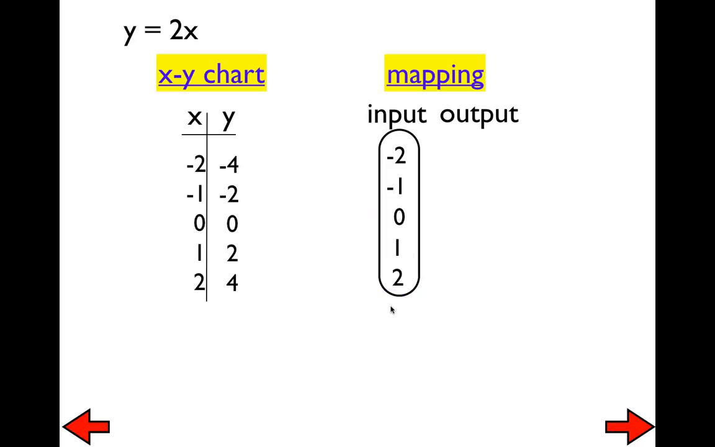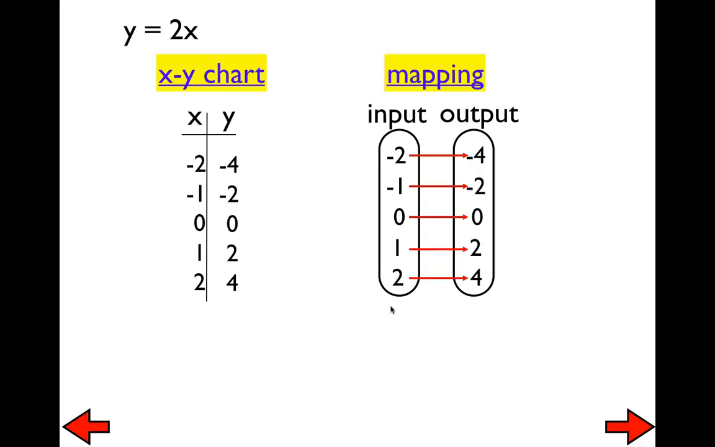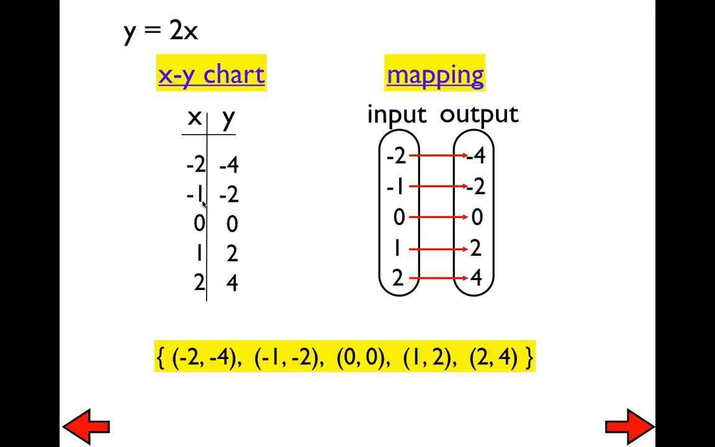And what is your output? Output are all the possible values you would have gotten out, which is your y values. So notice -4, -2, 0, 2, and 4. So here it just means when you plug in a -2, you got a -4. When you plug in -1, you get -2. When you plug in a 0, you get a 0, and so forth. So here, if I were to ask you, is this a function, you would say yes. Why? Because for each x value, there was a unique y value. So for each input, there was a unique output.